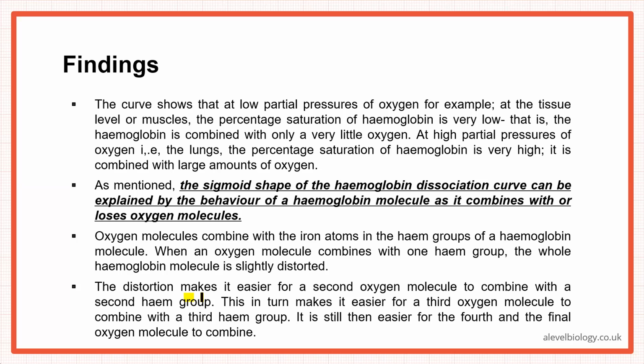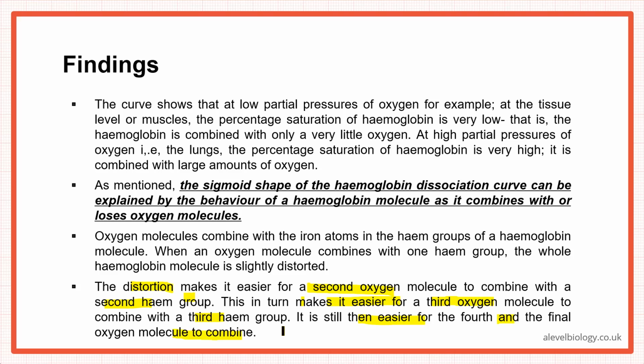So as we just saw in the diagram, distortion makes it easier for the second oxygen molecule to combine with the second heme group. This in turn makes it easier for the third oxygen molecule to combine with the third one. And it is then still easier for the fourth and the final oxygen molecule to combine. Okay? So it takes the first one.